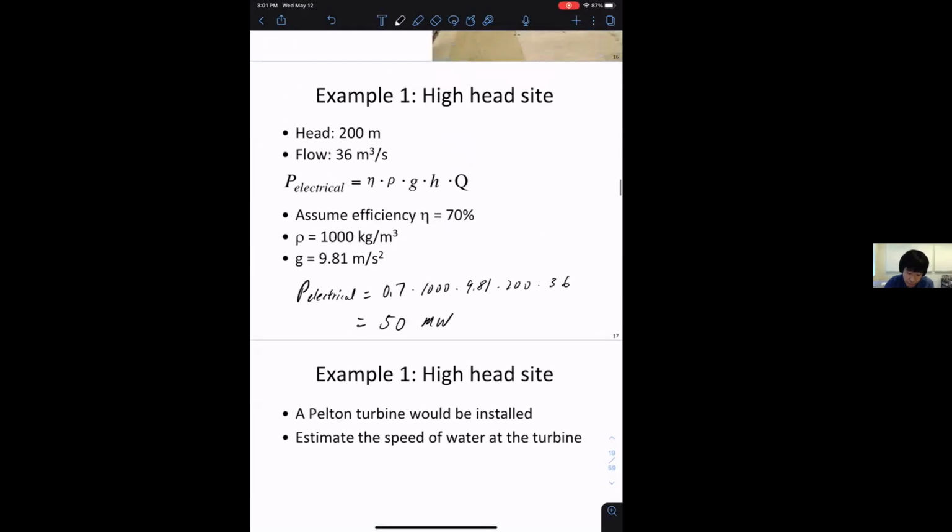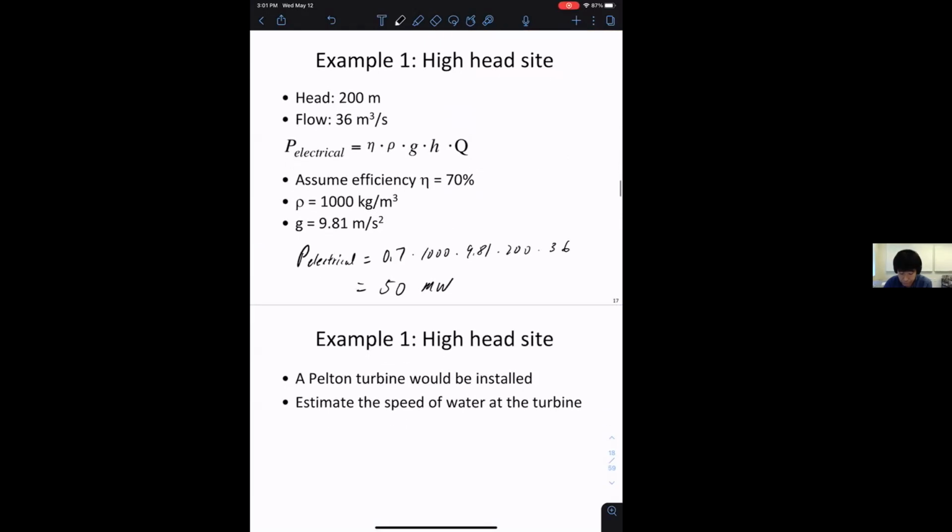Right, so we're going to convert the potential energy to kinetic energy. So what equation do we use? 1/2 rho v squared equals what? Right, so we have 1/2 rho v squared.